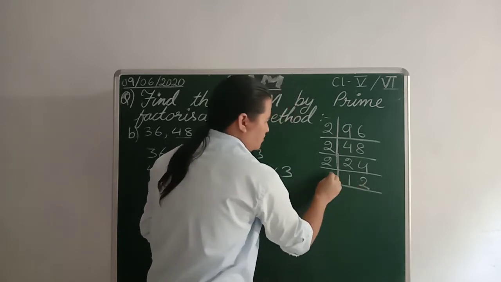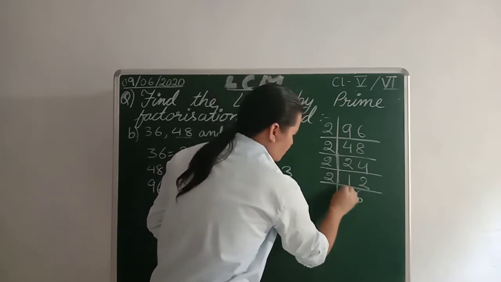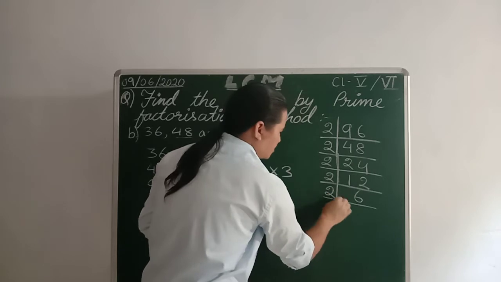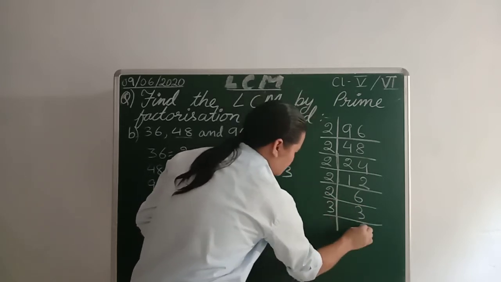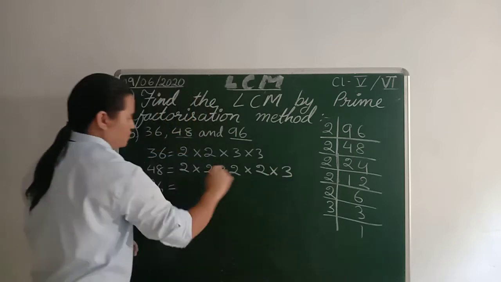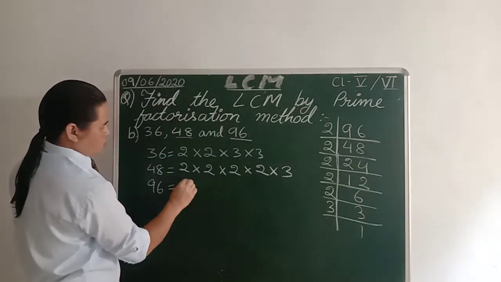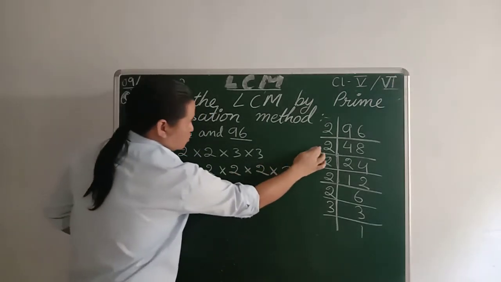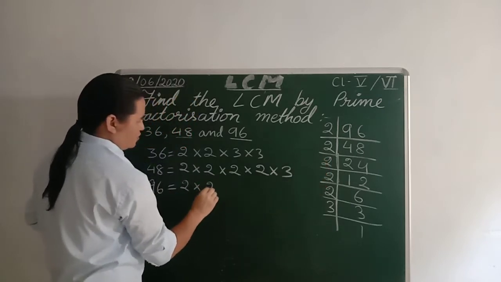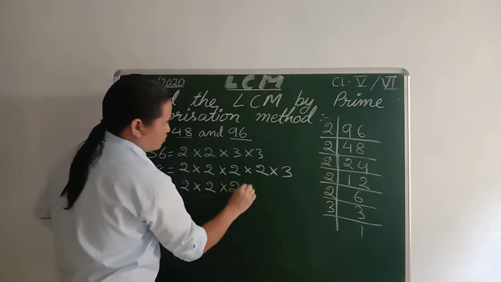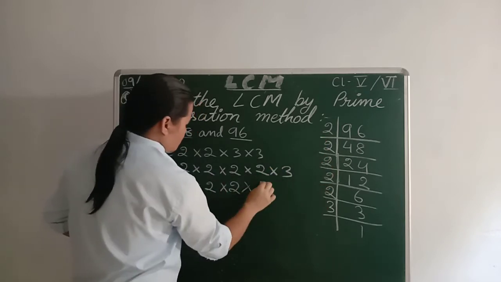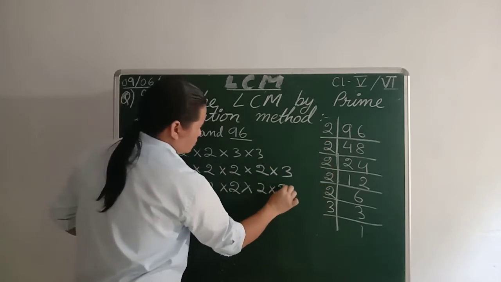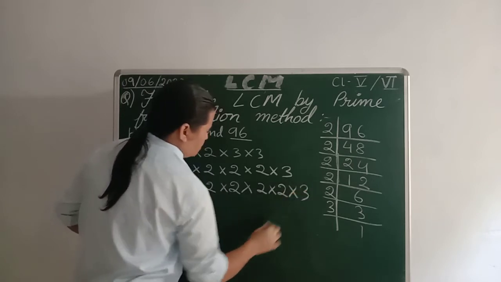Now 12 is also an even number. 2 6s are 12. 6 is also an even number. 2 3s are 6. Now remaining is 3 only, so 3 1s are 3. So write down all the factors in the same manner: 2 into 2 into 2 into 2 into 2 into 2 into 3.